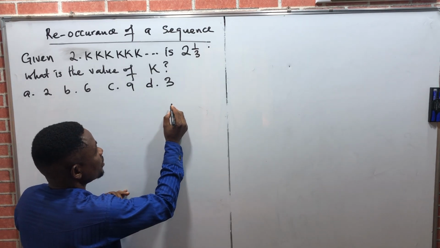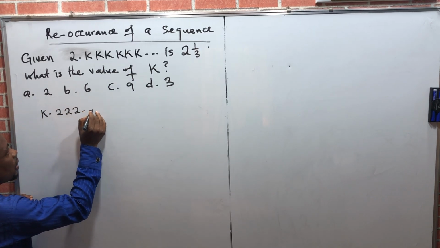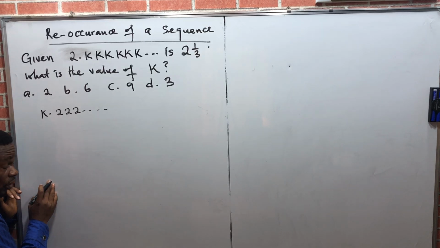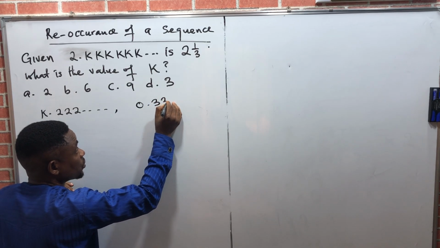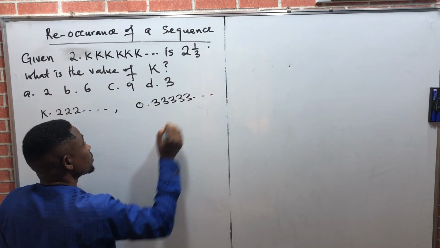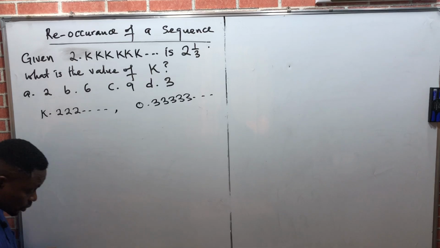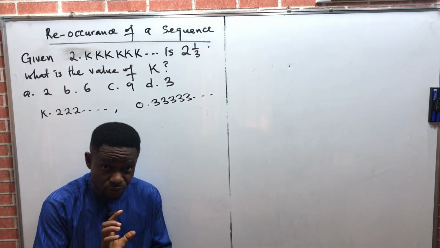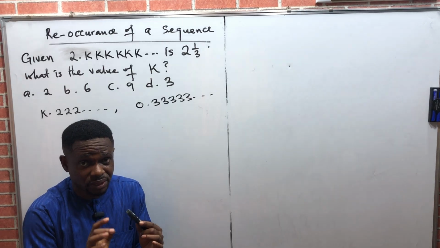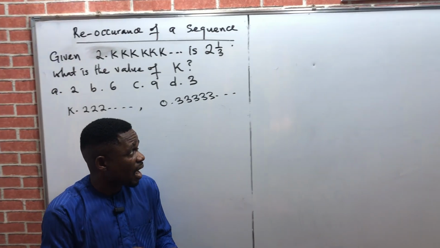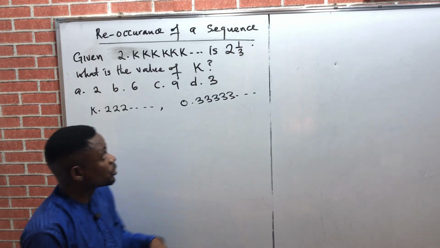Let's take, for instance, if you are given something like k.222 and they say dot dot, it is called recurrence of a sequence. Even this one, as I'm given also, is recurrence of a sequence. Now, I want to work this question in two ways. The first one is to use the shortcut method, which is the trick. In a few minutes, the answer will appear. After using the shortcut method, I will now use the normal method. Then I want you to watch.